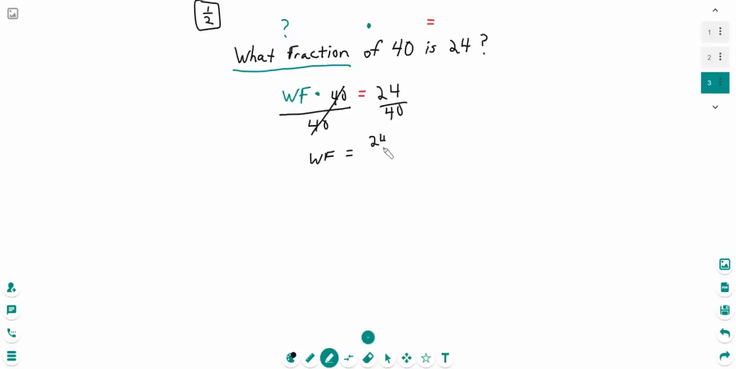Now, 24/40ths can be reduced, right? Well, what can go into there? Let's see, 4 can go into there. So 4 can go into 24 6 times, and 4 can go into 40 10 times. We could even go one more here. 2 can go into 6 3 times, and into 10 5 times, so 3/5. If we reduce it down, we end up with the fraction 3/5. So the what fraction is 3/5. 3/5 of 40 is 24. All right? So hopefully that makes sense.